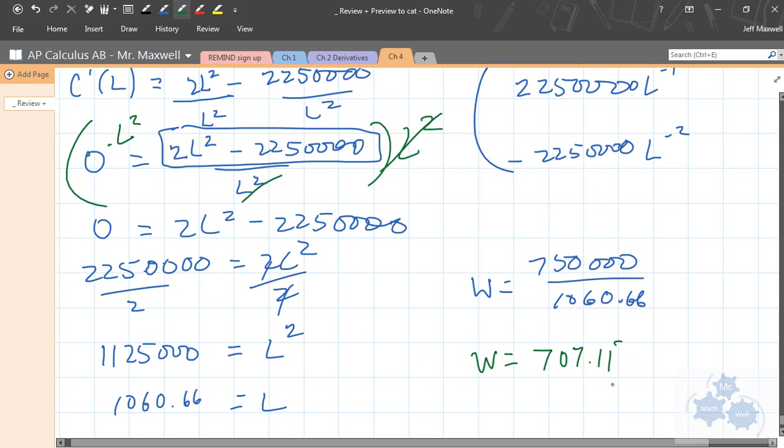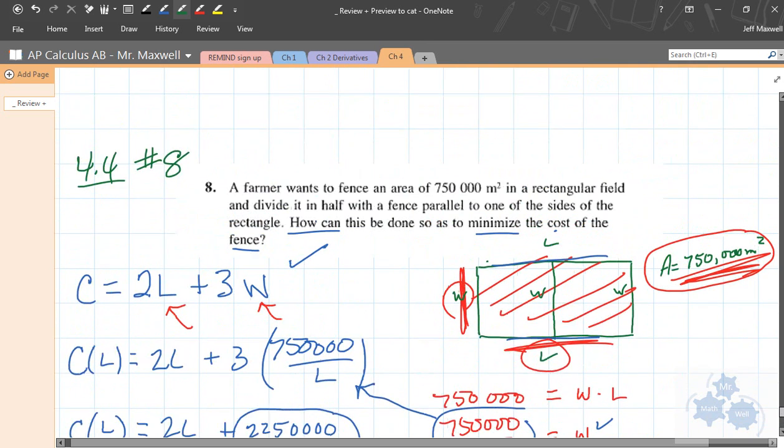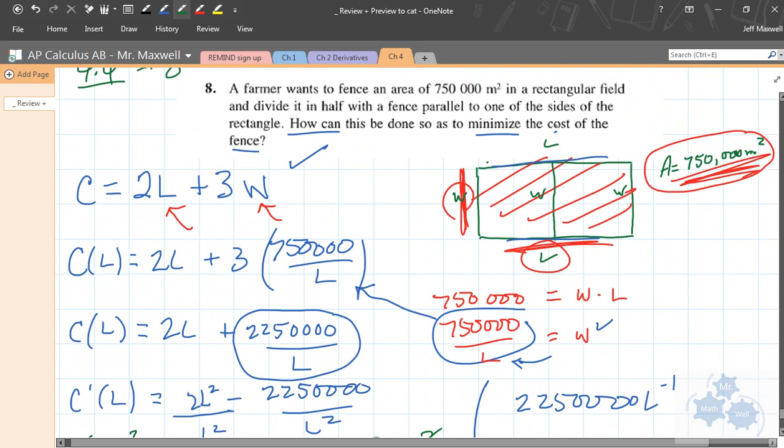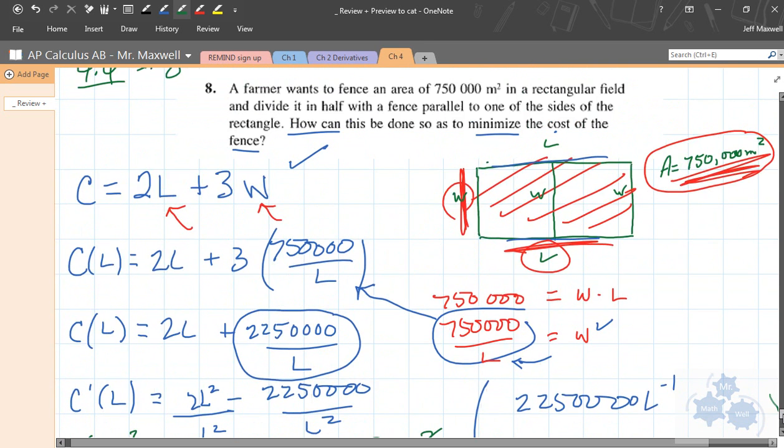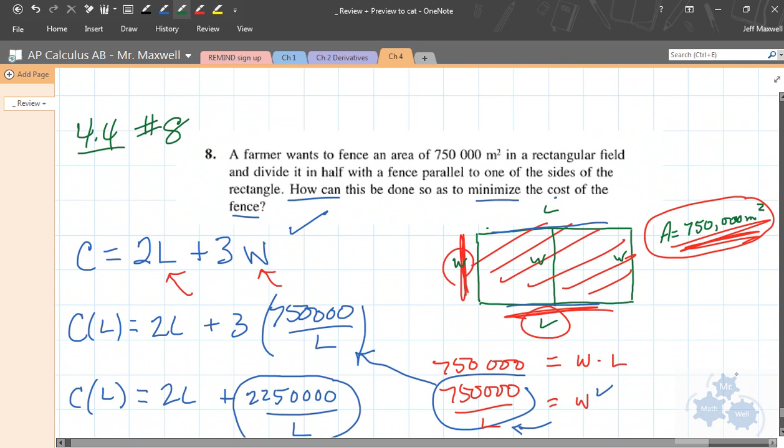There are your dimensions. Go back to the question, always. It says, how can this be done? Well, you would then just say that if the length was this many meters, and the width is this many meters, that's how you can minimize the amount of material. This is the amount of material that you need. So that's the problem. 4.4 number 8 worked all the way through, and there should be your answer.